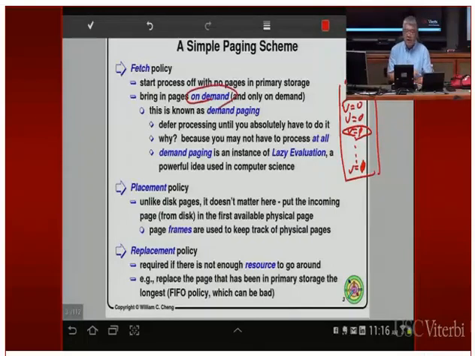Okay, so we're going to do paging on demand, and that's going to be our fetch policy, right? So the idea over here is that when we try to fetch a page from disk and move it into memory, what is our fetch policy? Well, we should do fetching on demand. Okay, only if the user process needs it, then we go get it. If the user process doesn't say it needs it, then we're going to leave it on the disk.